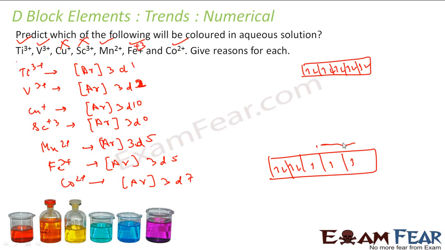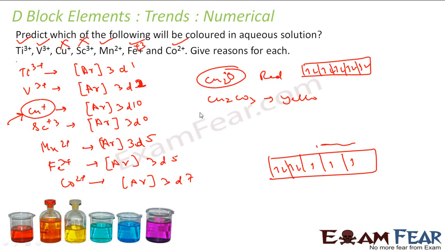Please note that Cu+ ion is colorless. I'm talking about the Cu+ ions, but when you talk about Cu2O, this is a compound, and it is colored, in fact red. Cu2CO3 is yellow. CuI is brown. So color is actually due to transition, and this is in the ions. Please note Cu+ ions are colorless, but Cu2+ is colored.